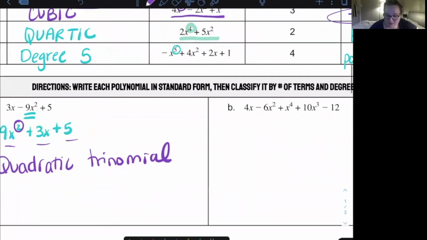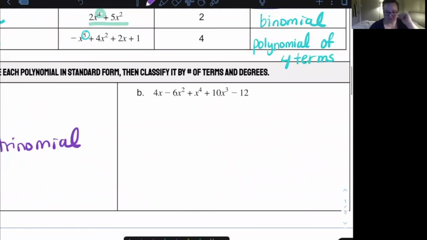So part B, I want you to do 4x minus 6x squared plus x to the 4th plus 10x cubed minus 12. You're going to go ahead and classify that by degree and number of terms after you put it into standard form. Press pause and then press play when you're ready to check your work.